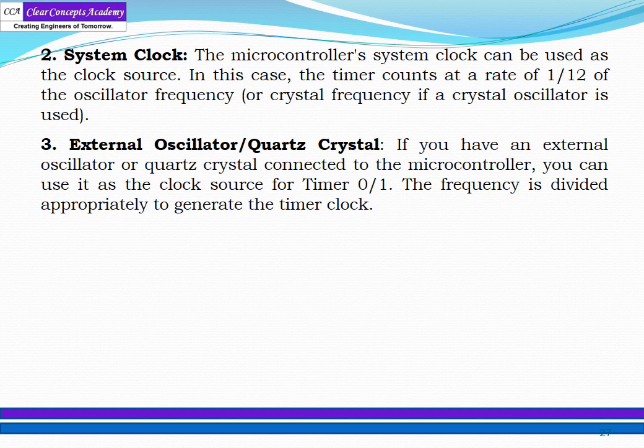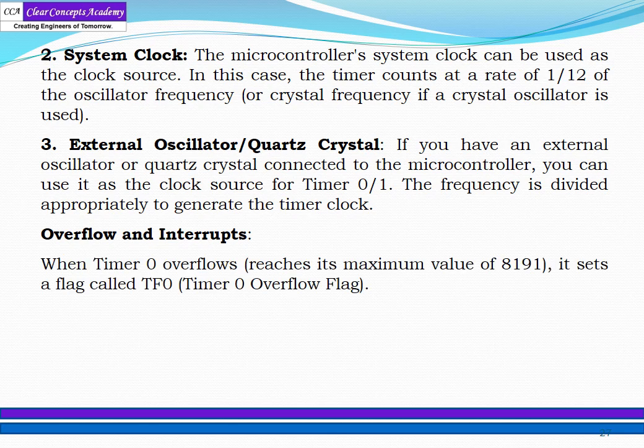If you have an external oscillator or a quartz crystal connected to the microcontroller, you can use it as a clock source for timer 0 or 1. The frequency is divided appropriately to generate the timer clock. That will be divided internally by the internal clock. Now overflow and interrupts. What are the overflow and interrupts in case of timer 0?